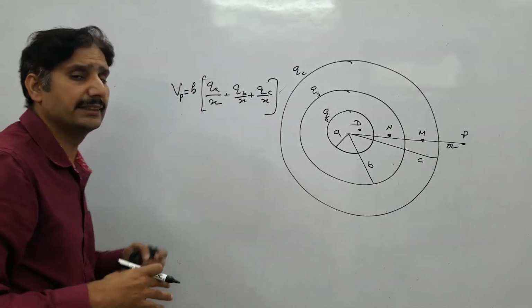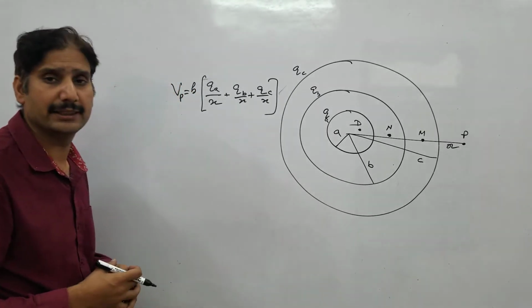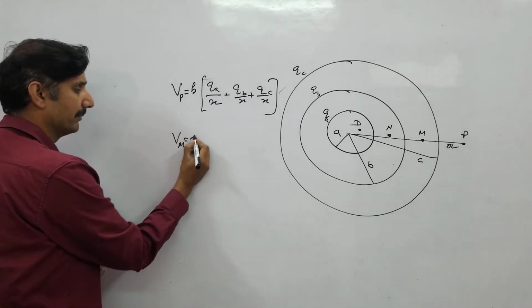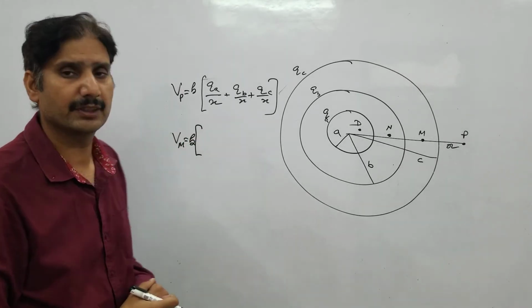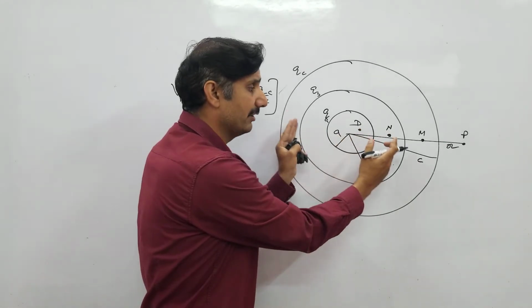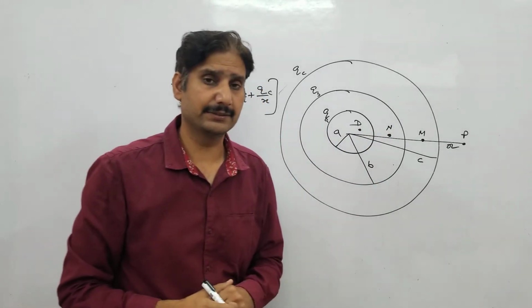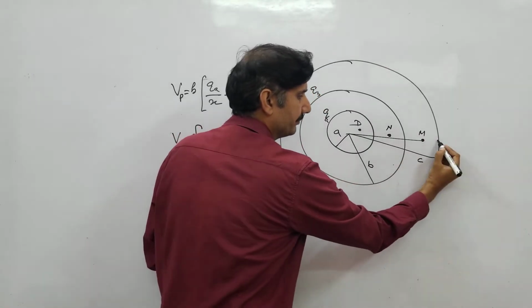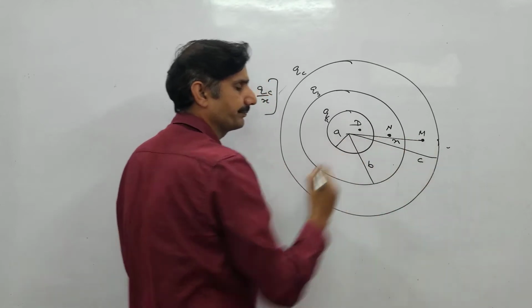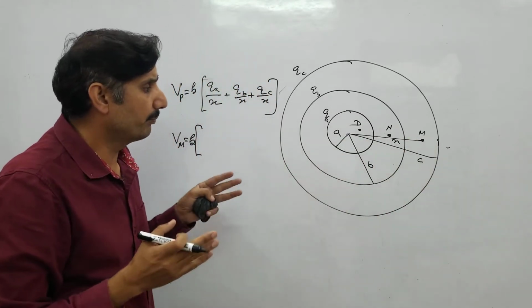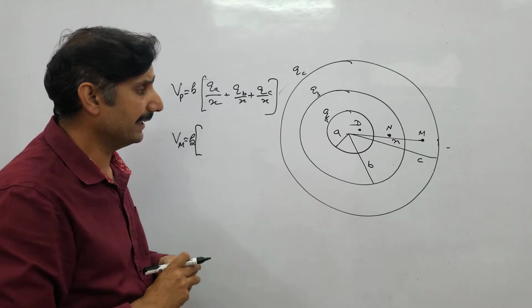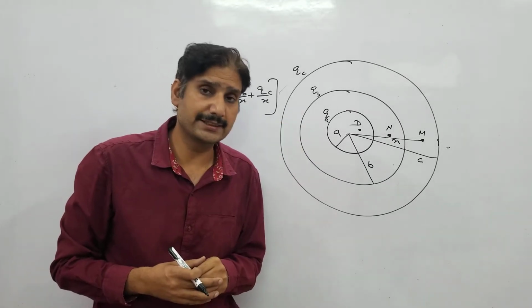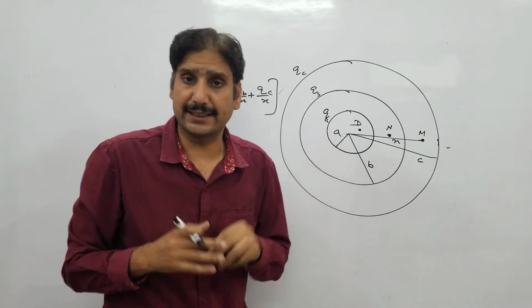The things will change when I go to point M. Let's see what is potential at point M. K as usual is constant. And now let's say the distance of point M is x. This is distance x. For point M, the distance is x and it is outside the shell A and B, but for shell C, the point M lies inside the shell.